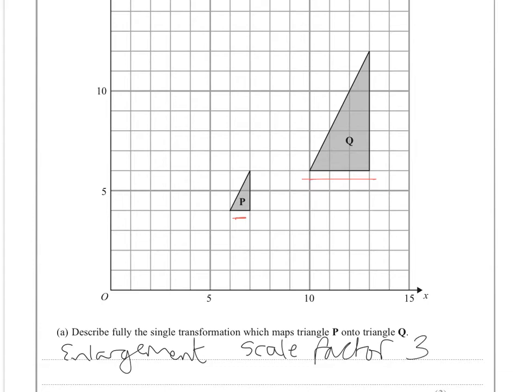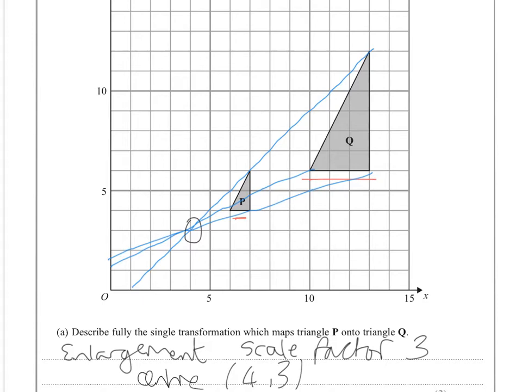And we now find the centre of enlargement. So if you draw lines connecting the vertices of the triangles, the lines will cross at the centre of enlargement. You can obviously do this far more accurately than I can using a ruler, but you'll find that they all cross at the coordinate point 4, 3. Therefore the centre of enlargement is at the coordinate point 4, 3.